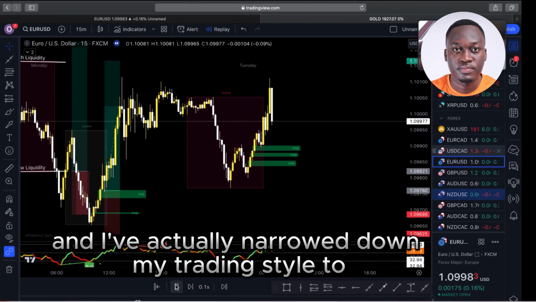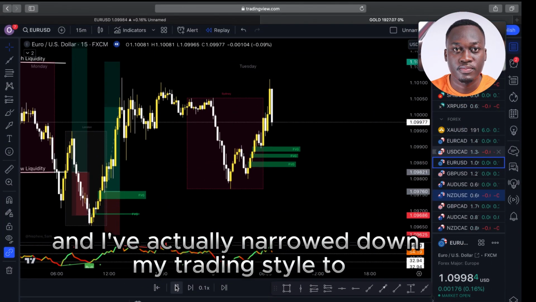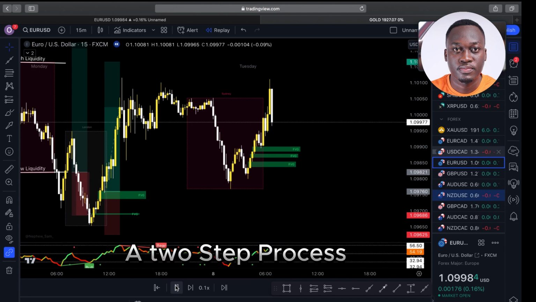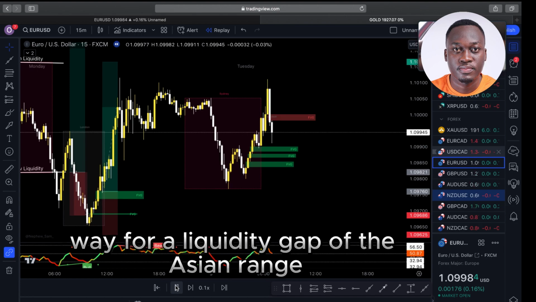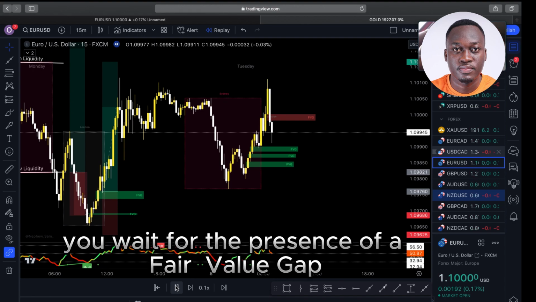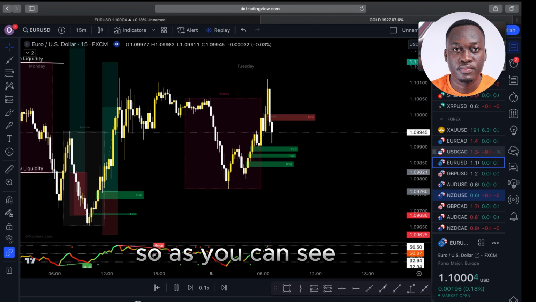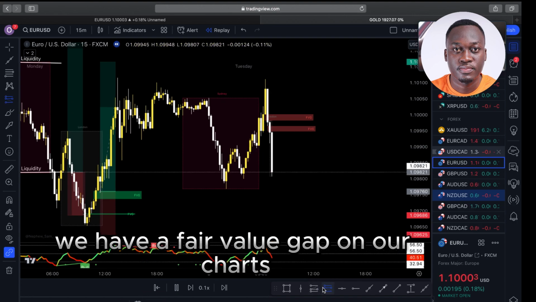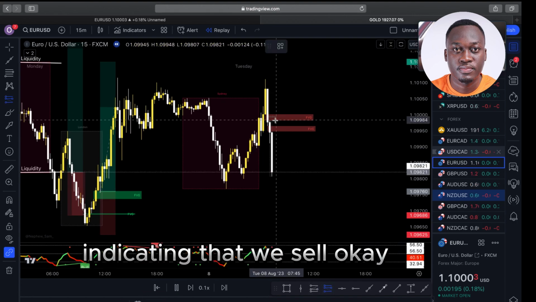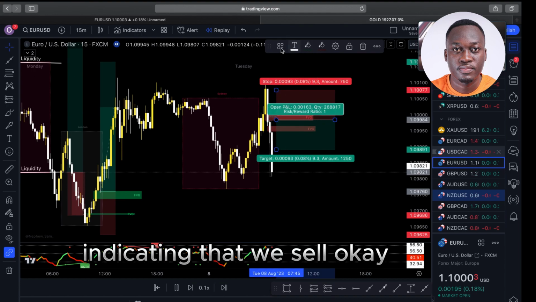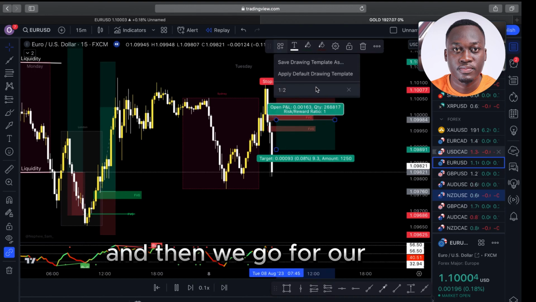All right, so without wasting my time, let's jump into the chart and see what we have for today. I've actually narrowed down my trading style to a two-step process. The first step is to wait for a liquidity grab of the Asian range. And then two, you wait for the presence of a fair value gap. So as you can see, we have a fair value gap on our chart indicating that we sell.